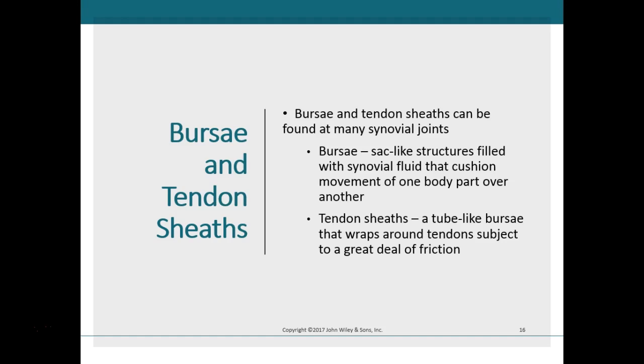And there are also tendon sheaths that are a part of some of the synovial joints. The tendon sheaths are like bursa that are tube-like in their structure, so they're going to wrap around tendons in areas where there's a considerable amount of friction, such as the tendon of the biceps brachii at the shoulder joint, and also some of the tendons associated with the wrist, again in areas where we have a lot of movement. These tendon sheaths can also become inflamed and cause painful movement of those joints.